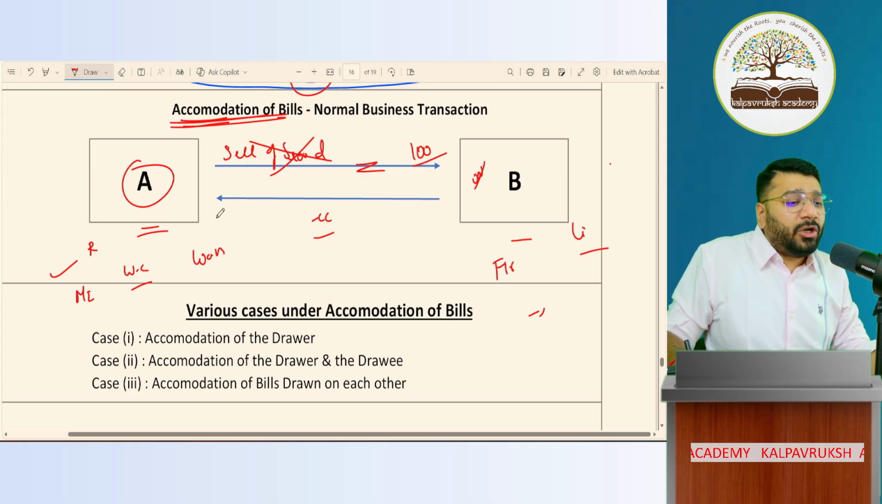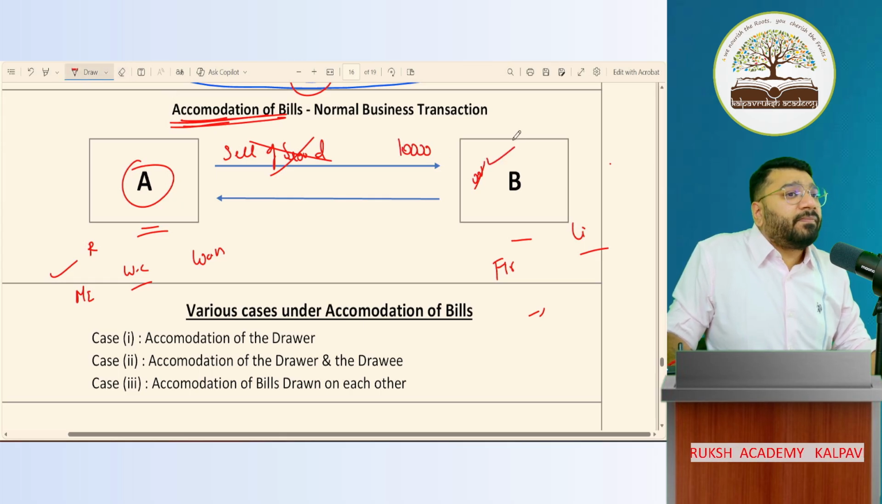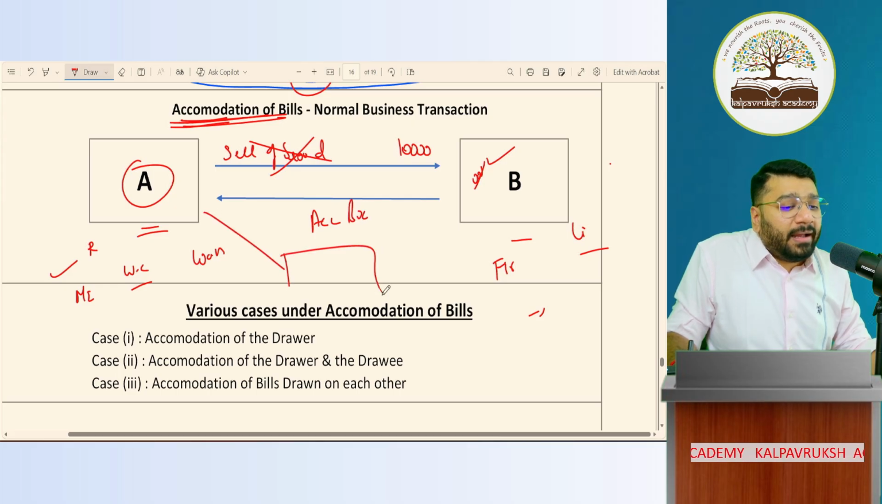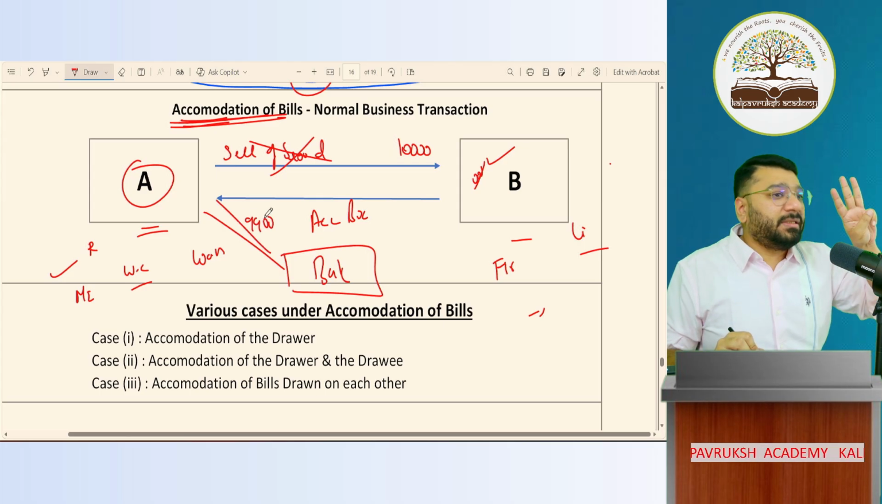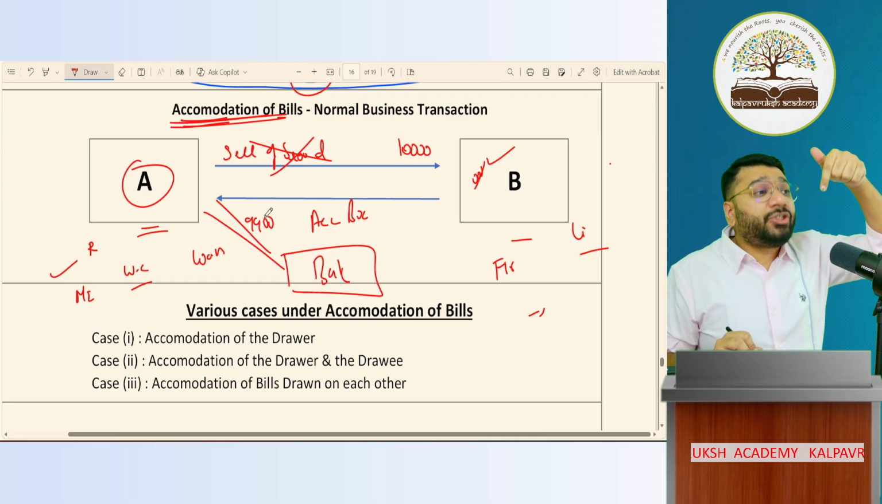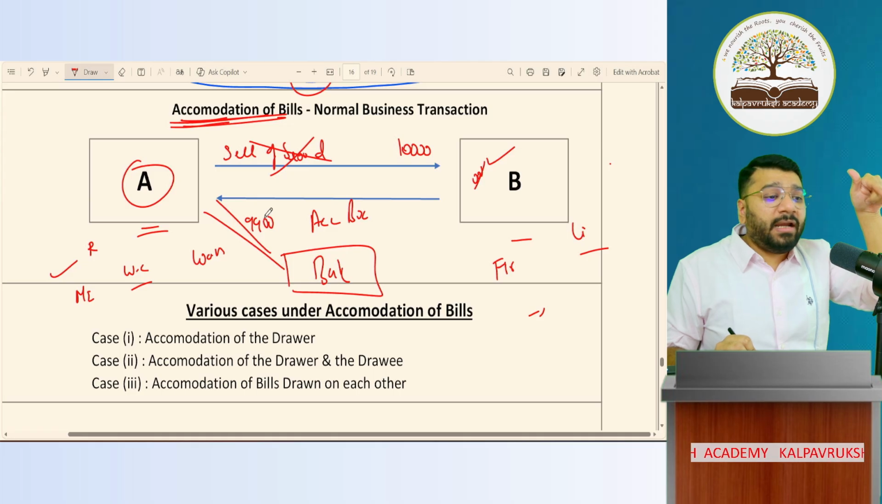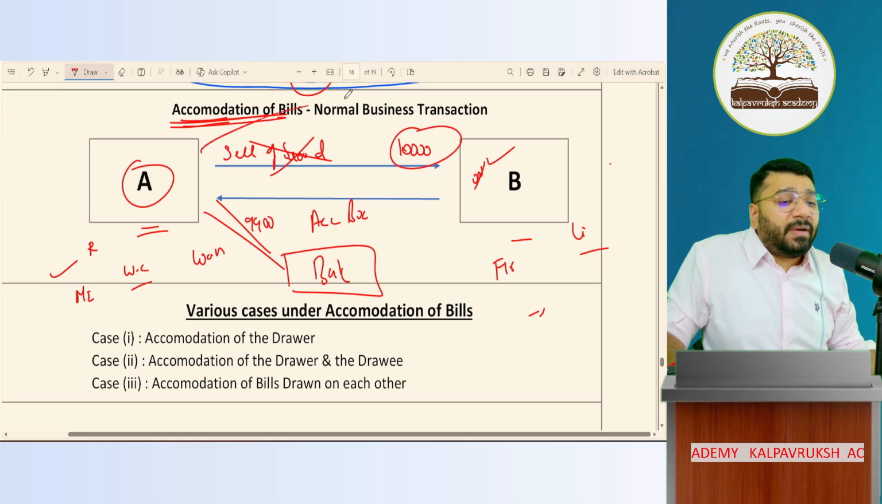So now what A will do is, A has given a bill of exchange worth 10,000 to whom? B. What will B do? B will accept the bill and give it back to whom? A. A will go to the banker and get the bill discounted, let's say for 9,900. So he will enjoy this money for, let's say, 3 months. On the maturity date or before maturity date, what will A do? A will give this money to B.